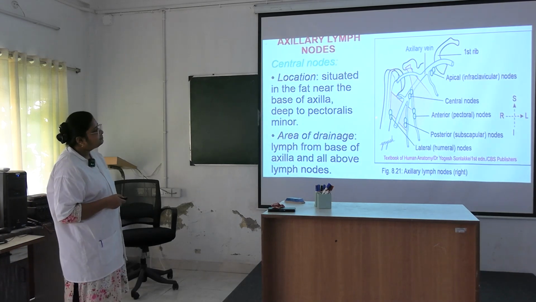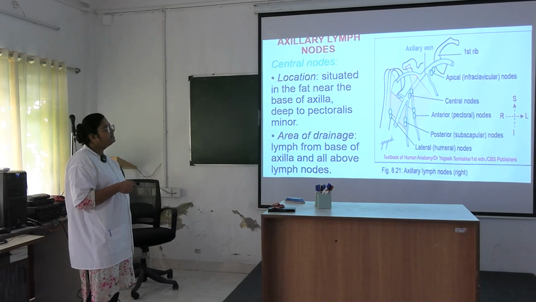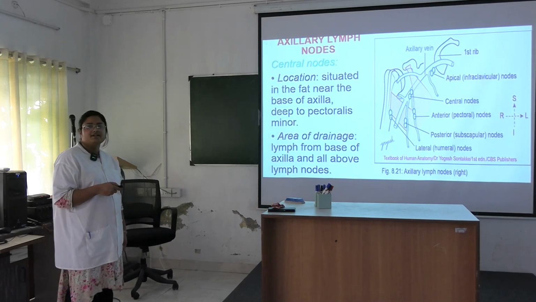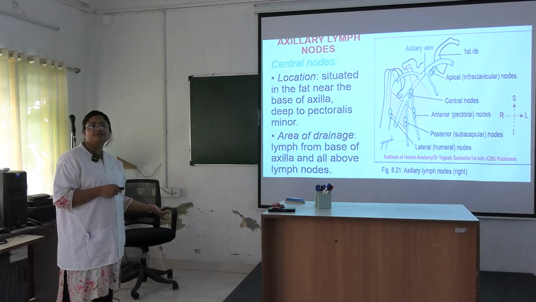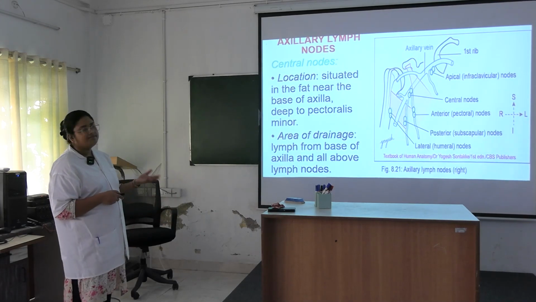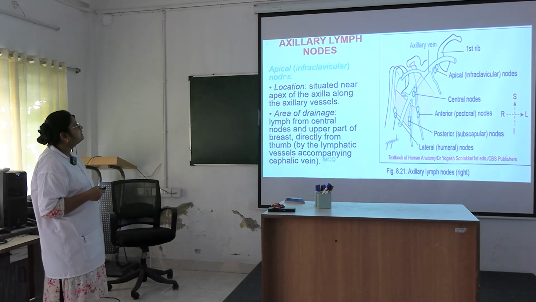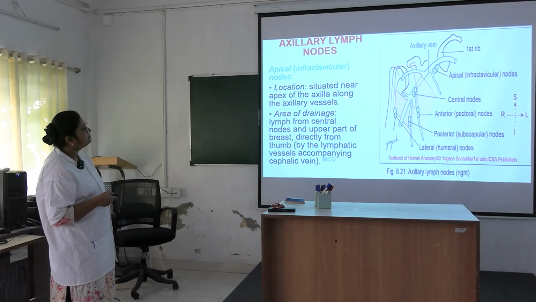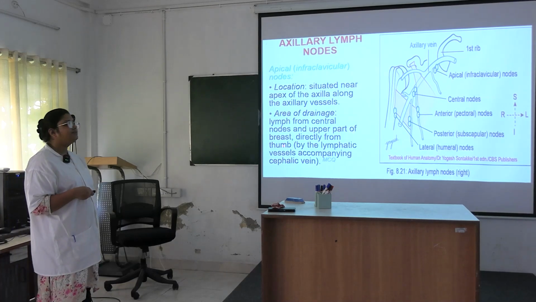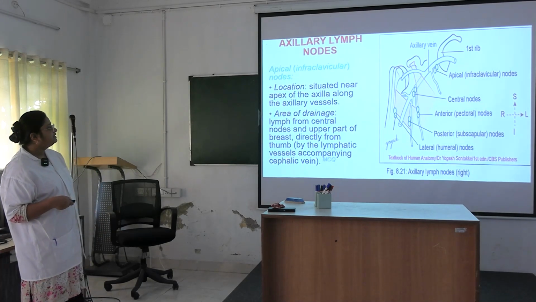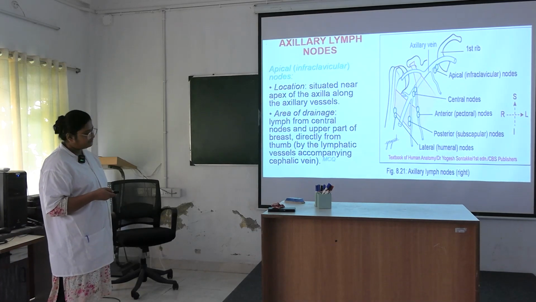That means the anterior, posterior and lateral groups drain into the central group of lymph nodes, and from the central group it goes to the apical group of lymph nodes. Okay. And this is infraclavicular. So, from infraclavicular it will go to the supraclavicular group of lymph nodes. Like this, the lymphatic drainage occurs in this axilla. So, apical or infraclavicular nodes are situated near the apex of the axilla along the axillary vessels, and receive lymph from the central nodes, the upper part of the breast, and directly from the thumb by the lymphatic vessels accompanying the cephalic vein. These drain into the apical nodes.